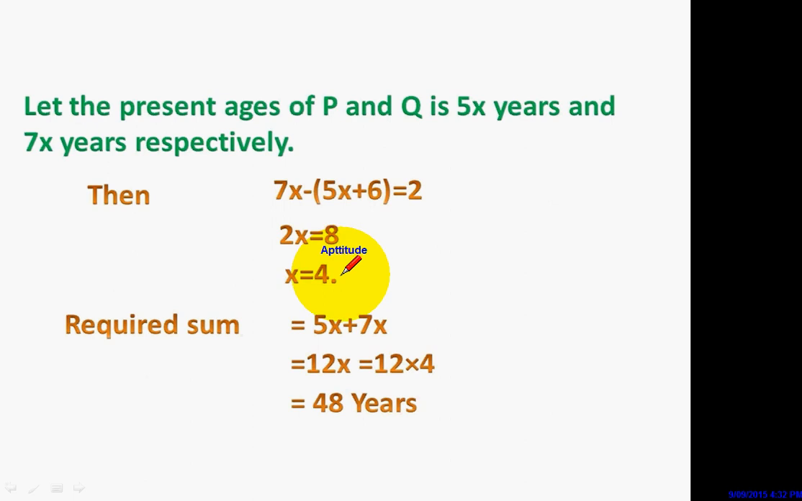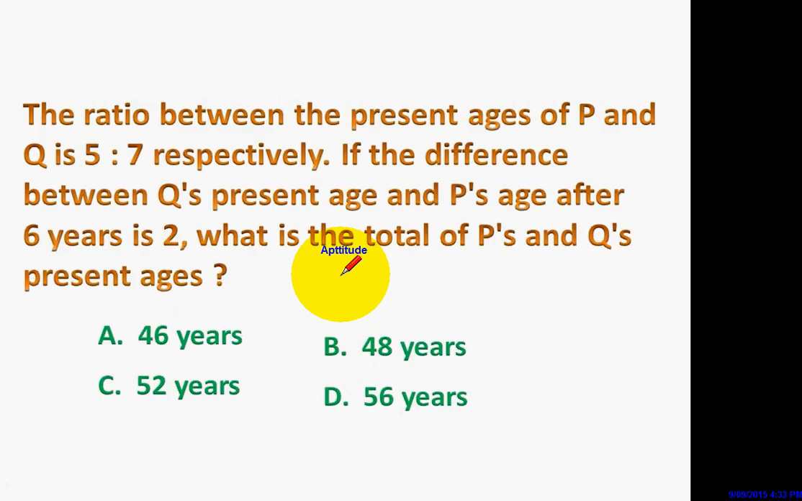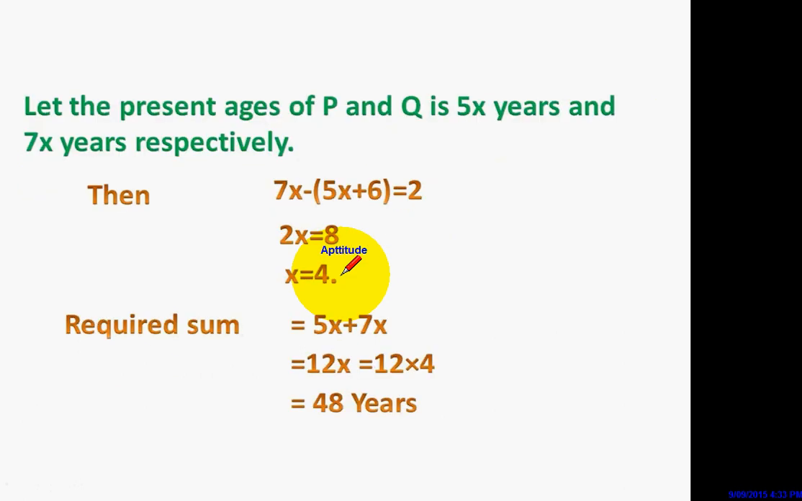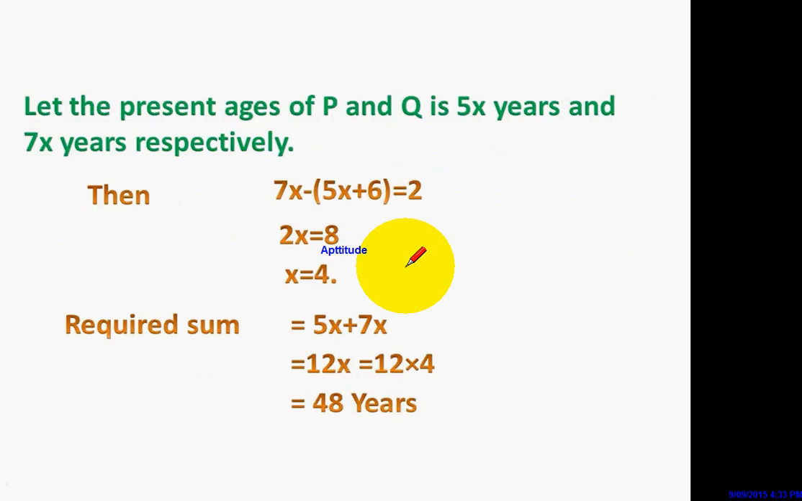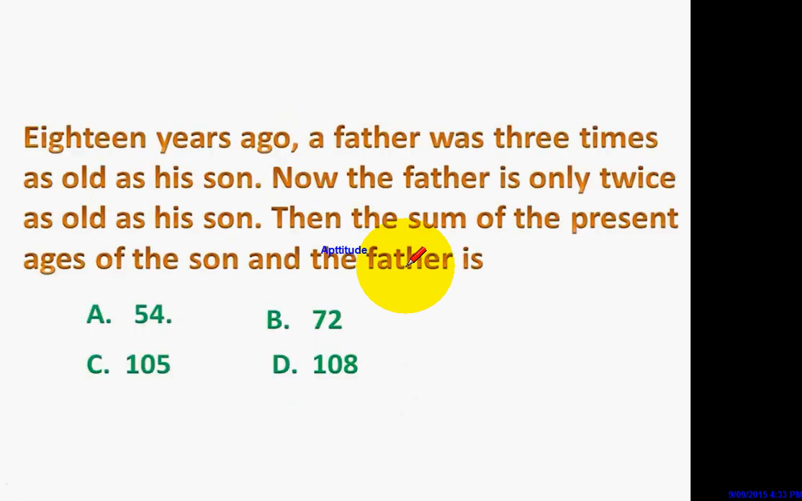Now, what we are supposed to find is the total of P's and Q's present ages. So it is 5x plus 7x, which is 12x. Substitute the value of x as 4, which is 12 into 4, 48 years. So that is the sum of the ages of P and Q. So we go with the answer option B. Is that clear? Yes. The next one.